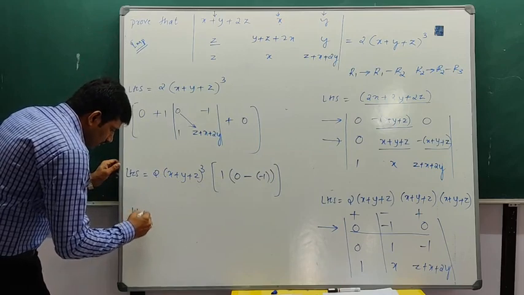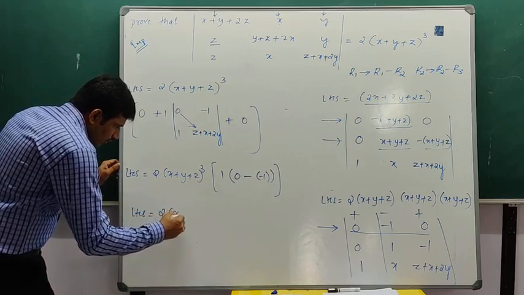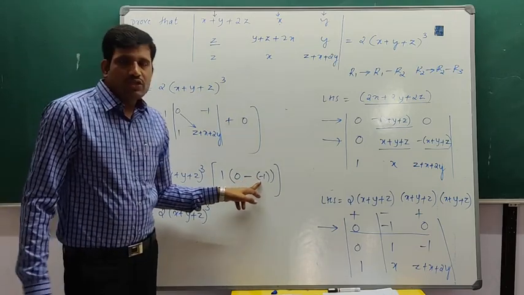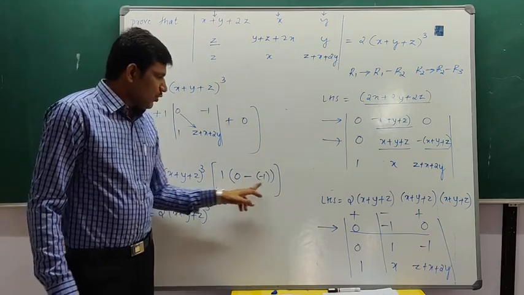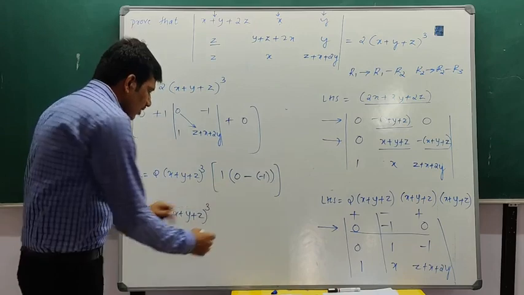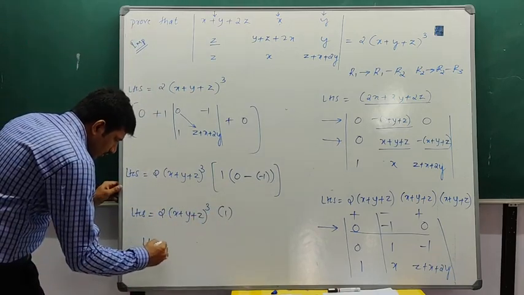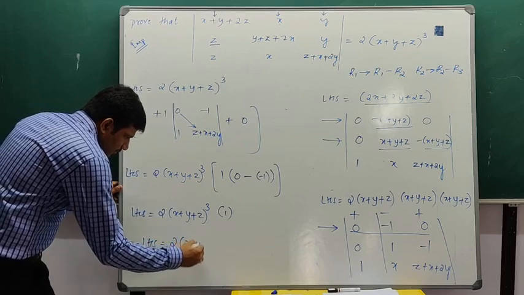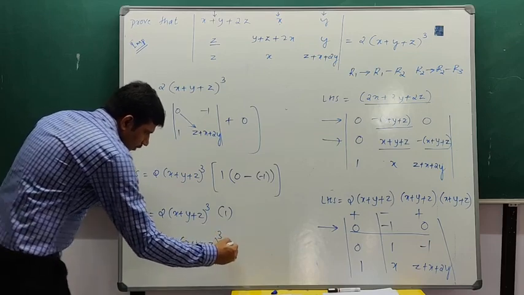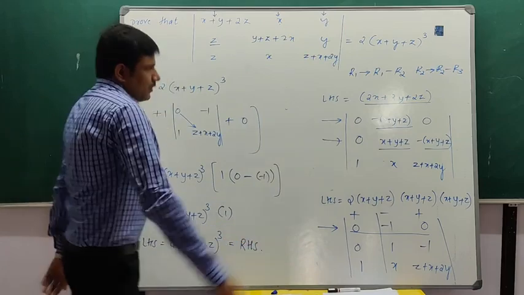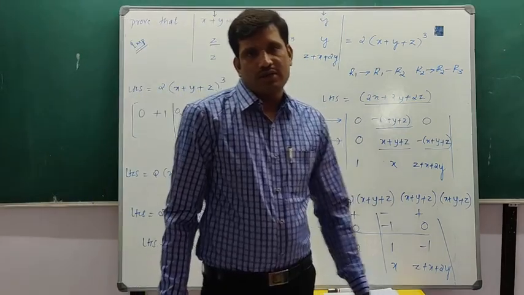Therefore, LHS is equal to 2 into x plus y plus z whole cube. Now minus into minus will be plus. Now 0 plus 1 will be 1. 1 into 1 will be 1. Right? So therefore LHS is equal to 2 into bracket x plus y plus z whole cube, which is equal to the RHS.